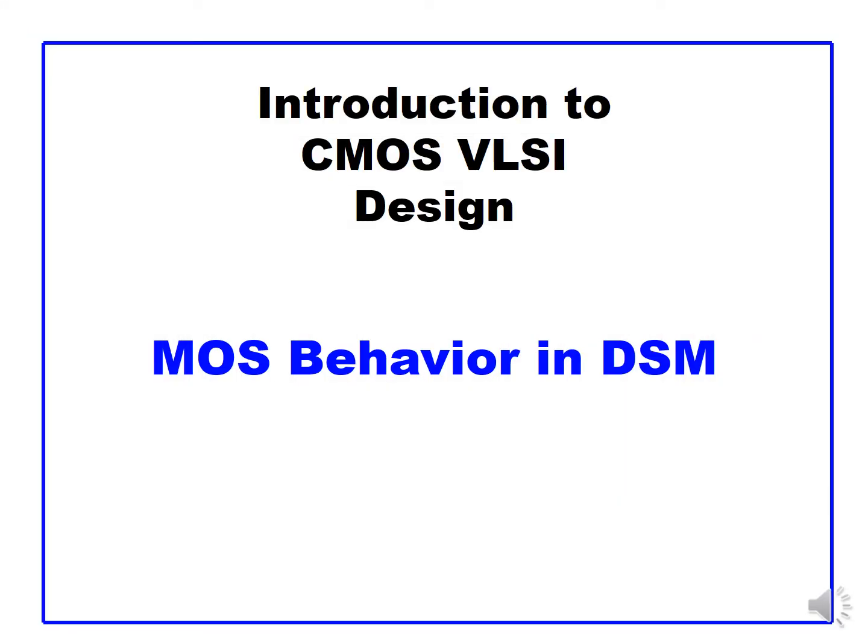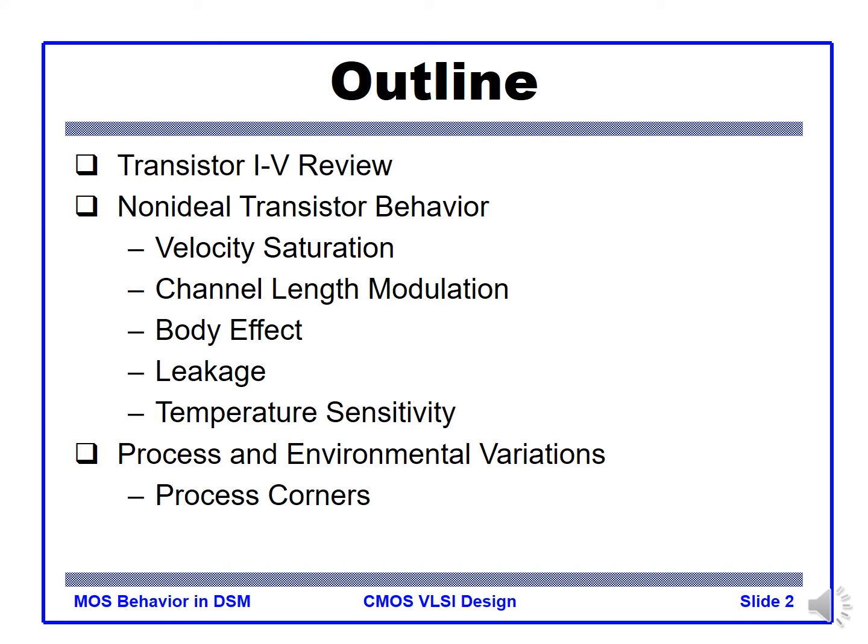In this chapter, we will focus more on practical MOS transistor behavior and models. This is the outline of this chapter. We will review the transistor IV curve. From that, we will explain the non-ideal transistor behavior, such as velocity saturation, channel length modulation, body effect, leakage, and temperature sensitivities. You have to know those effects, and also process and environmental variation, such as the process corners. Depending on corners, the VTH will vary, so we have to take that into account when you design your circuit.